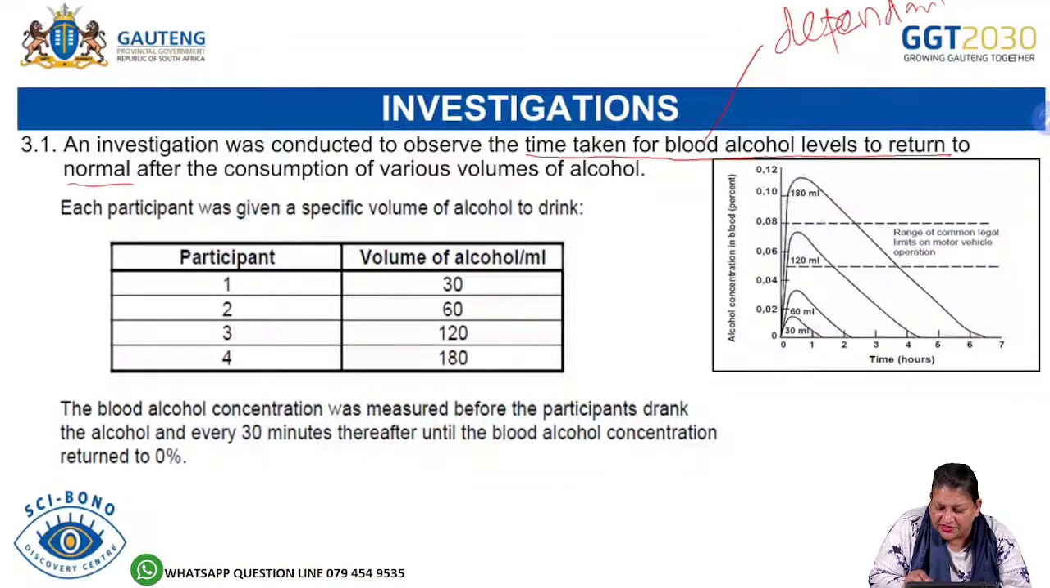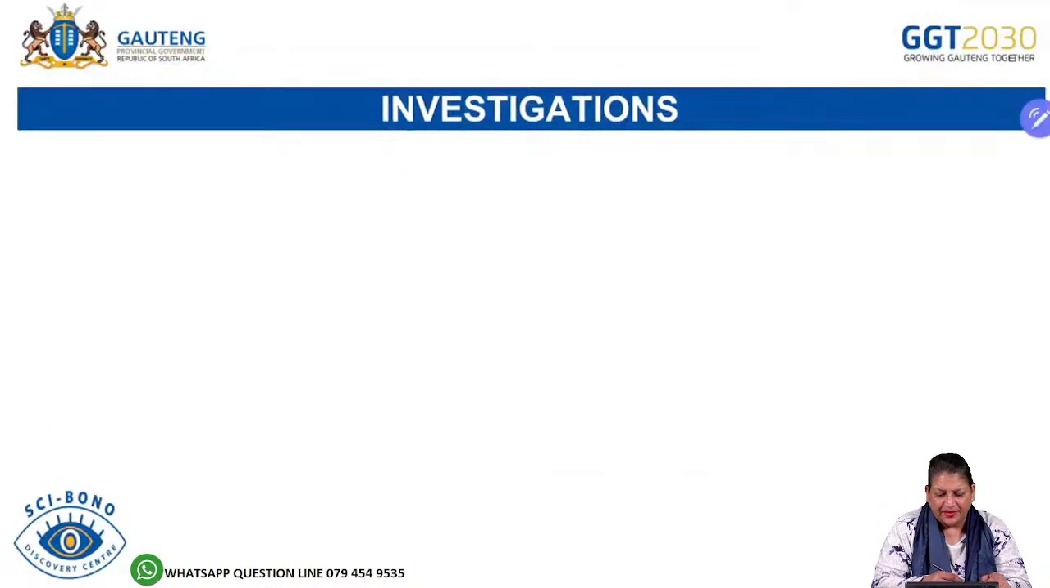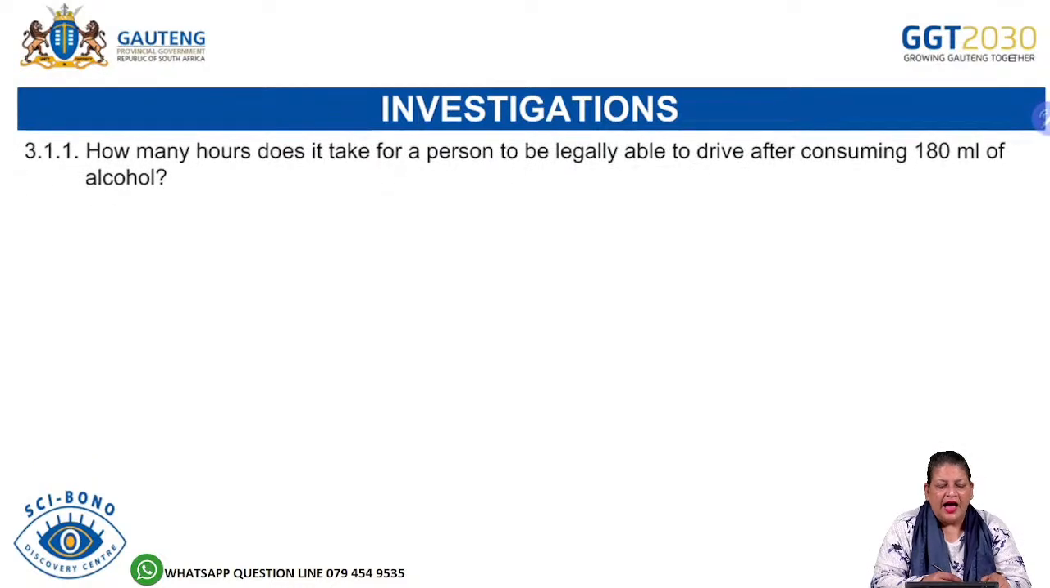Now you're going to look at this little perforation here. This area is showing you what range is acceptable for you to drink and drive, basically. What range of alcohol concentration is acceptable for you to drink and drive? After how long is it acceptable? Right. So now the question is, how many hours does it take for a person to be legally able to drive after consuming 180 ml of alcohol?